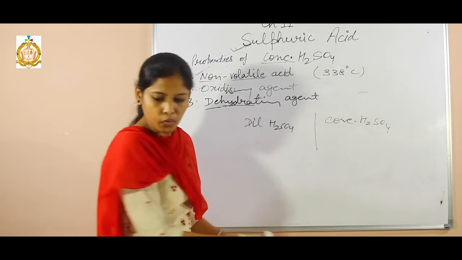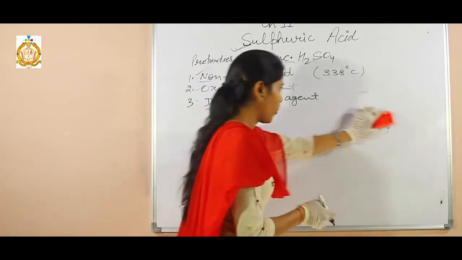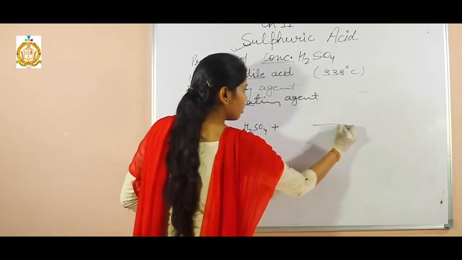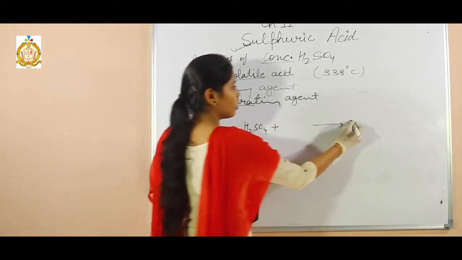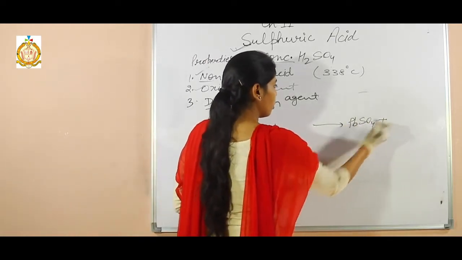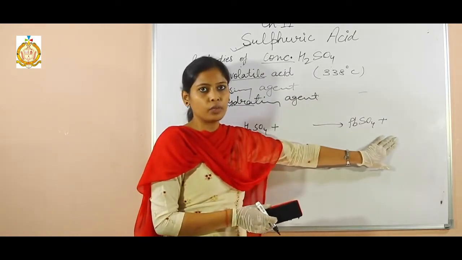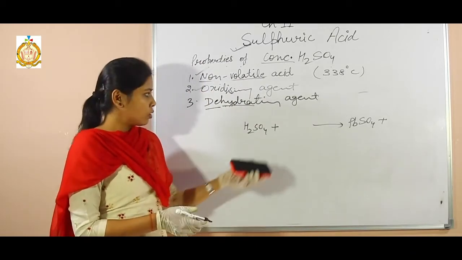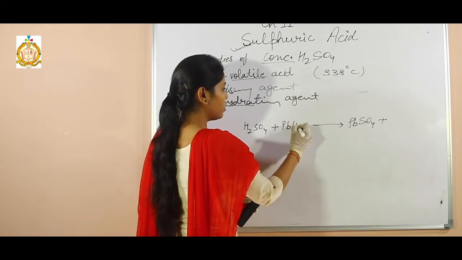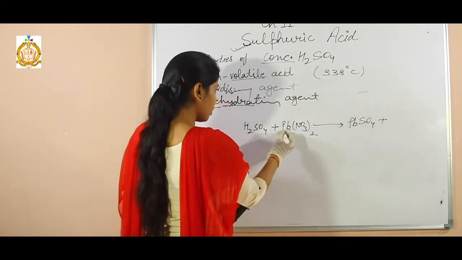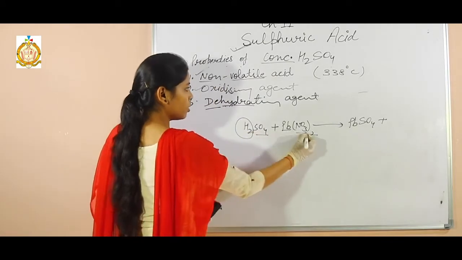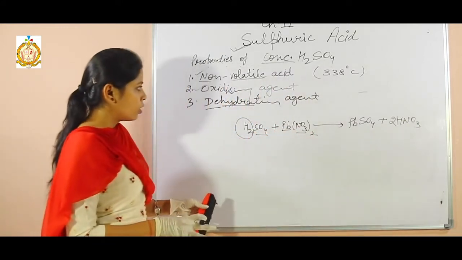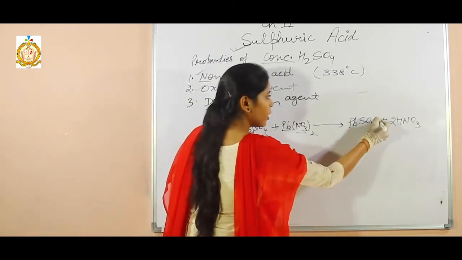Next one is preparation of insoluble sulfates. We can also prepare insoluble sulfate from sulfuric acid. Insoluble sulfate like lead sulfate, PbSO4. The question will be like: prepare lead sulfate from sulfuric acid. So what is the next compound you can take here? Lead nitrate. It will give lead sulfate, and what is left here? Nitric acid, 2 times HNO3 is left, and this lead sulfate is insoluble.